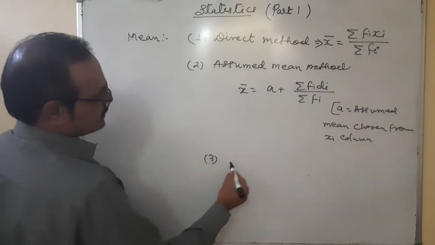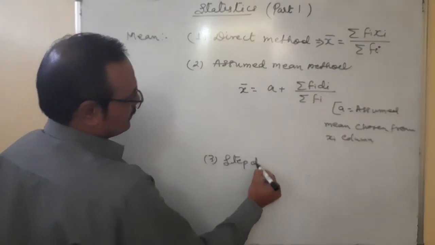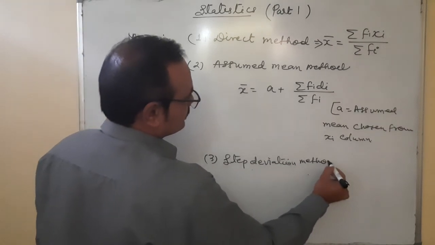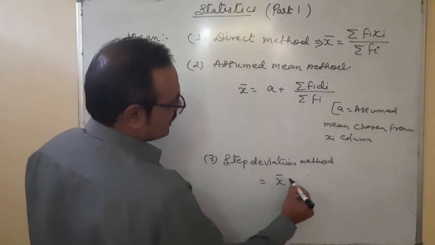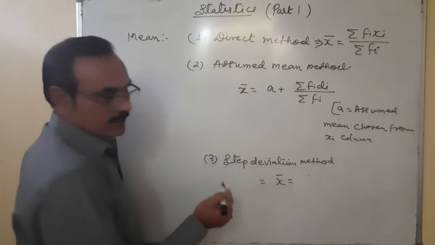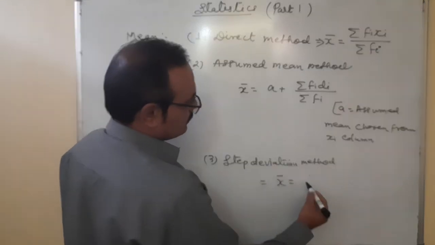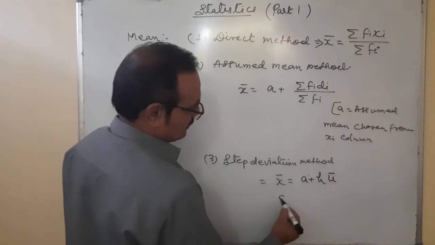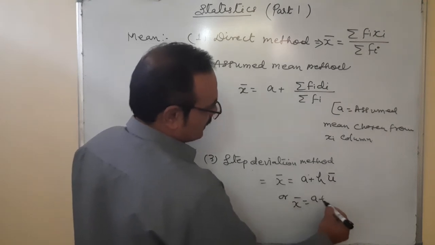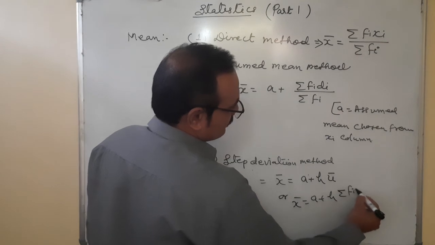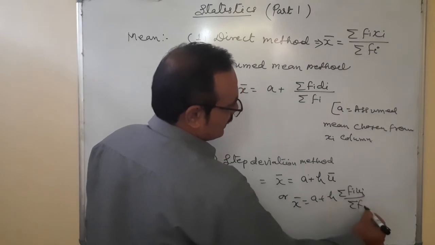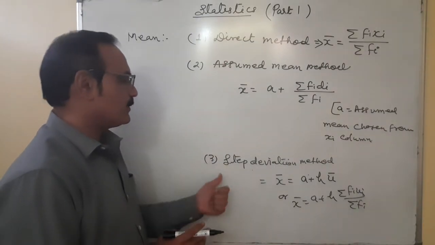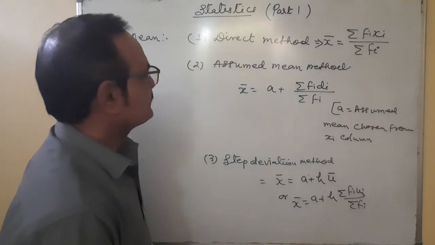And number 3 is the step deviation method. What is it? X bar, which means the mean, is equal to a plus h u bar, or x bar is equal to a plus h sigma fi ui upon sigma fi. So these are the three methods that will be used: the direct method, the assumed mean method, and third, the step deviation method.